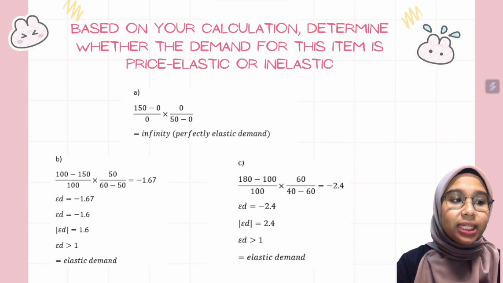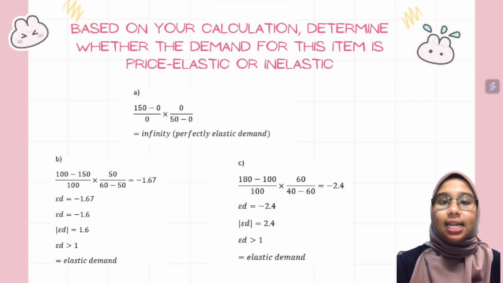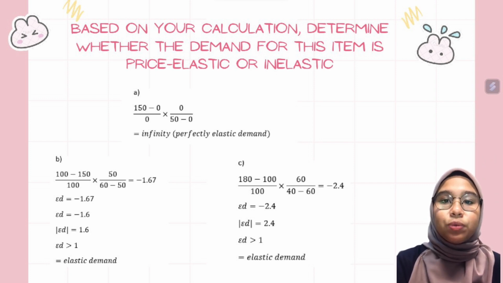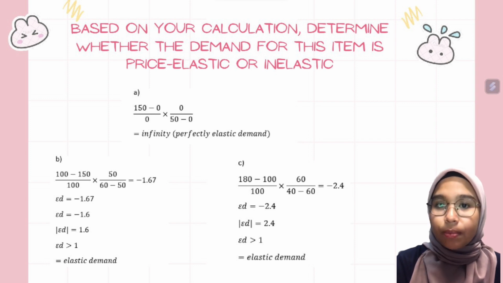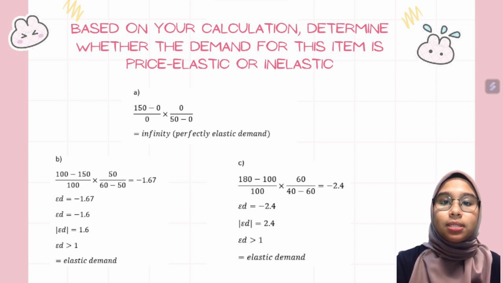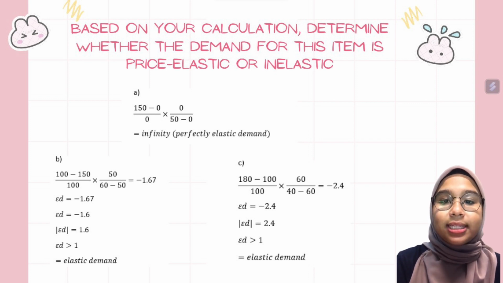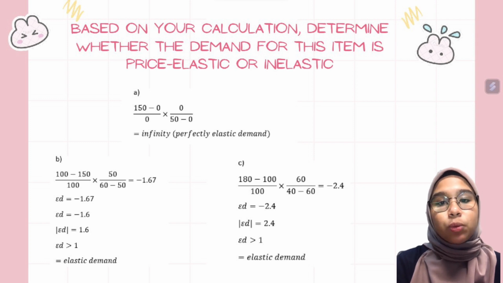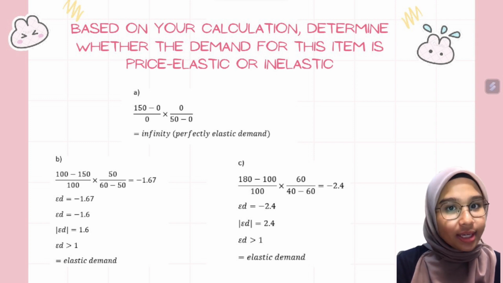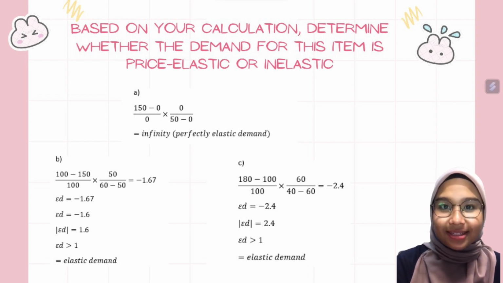Okay, and for B, it is elastic demand. As you can see, we did use the same formula, and we just substitute all the numbers into the formula, and it is elastic because the demand is greater than 1. Same goes to the C, which is when the demand is greater than 1, it is an elastic demand.